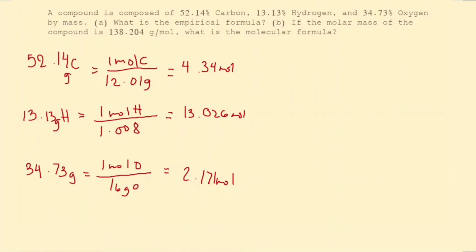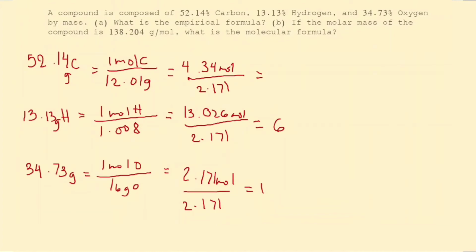The next step is to identify which number is the smallest among these three. Clearly, it's the moles of oxygen, which is 2.171. After identifying the smallest number, what we need to do is divide these three by the smallest value. So for oxygen, it's clearly 1. Next is hydrogen. 13.026 divided by 2.171 is equal to 6. And then for carbon, 4.34 divided by 2.171 is equal to 1.999, but we want to round it off to the nearest, so the answer is 2.